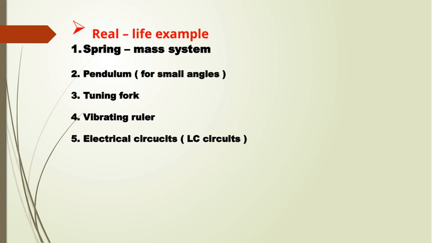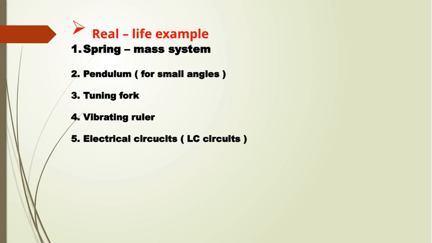Moving on to more familiar sounds, think about a tuning fork. When struck, it vibrates at a specific frequency, producing a pure tone. These vibrations are a perfect example of SHM in the realm of acoustics. Similarly, a vibrating ruler also demonstrates harmonic motion. When you flick the end of a ruler that's resting on your finger, it vibrates and produces sound, again showing oscillations that are predictable and periodic.